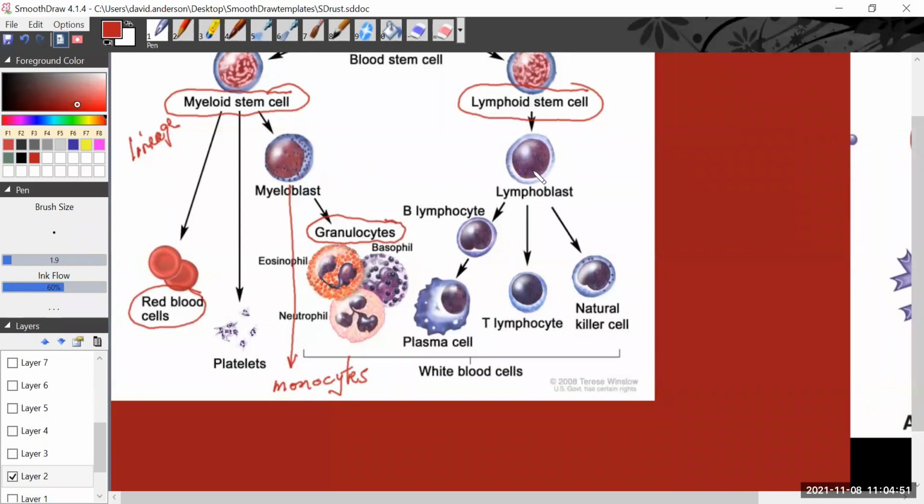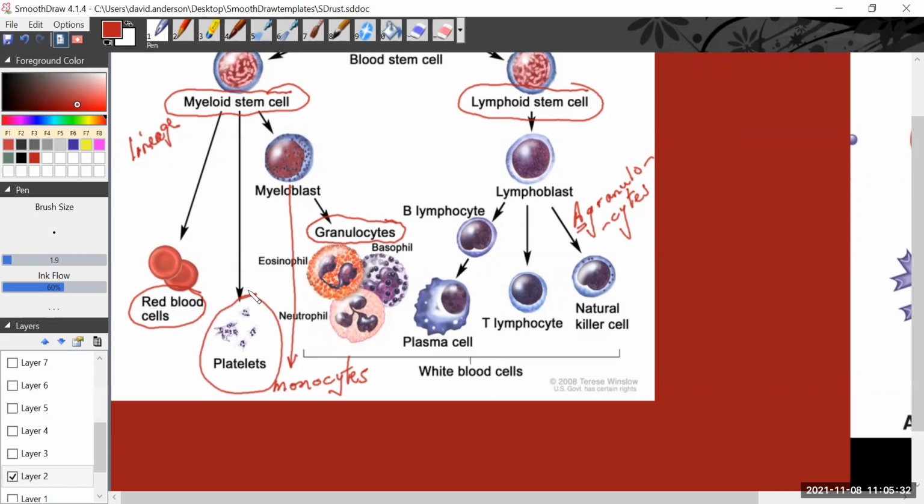The lymphoid cells are agranular. They don't have granules in their cytoplasm, and so they're described as being agranulocytes. They are absent of granules. That's what the A in front of it means. And the monocytes fall into that category as well. When we look at those under a microscope, they don't have any granules to show up for. And the other category to be aware of are our platelets.